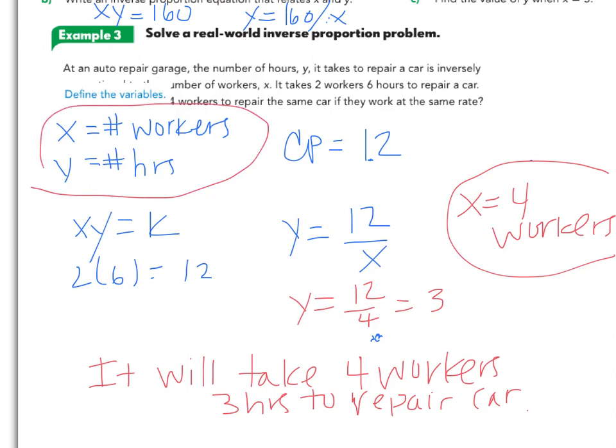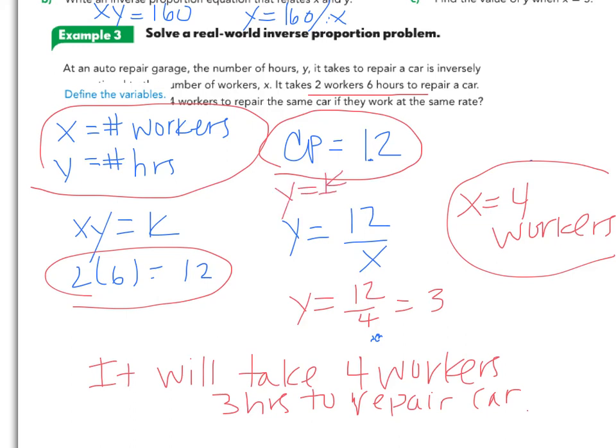Okay, so I defined my variables. x is the number of workers, y is the number of hours. I wrote down my inverse proportion equation, which is xy equals k. It told us that it took 2 workers 6 hours, so I plugged in 2 for x and 6 for y, and that gave me 12. Then that means my constant proportionality is 12, and I wrote it in my inverse proportion equation form, which is y equals k over x. So my k, my constant proportionality is 12, so y equals 12 over x.